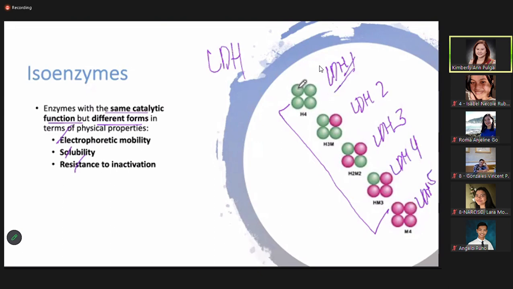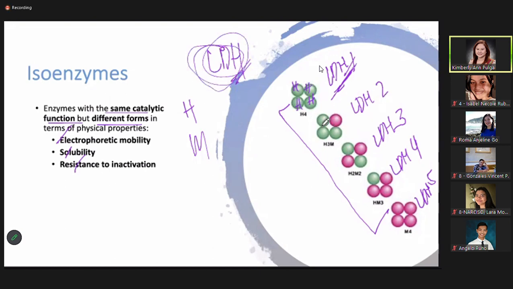So your LDH1 is a combination, it is made up of 4 H subunits because your LDH here is made up of 2 subunits, your H subunits and your M subunits. And your LDH1 here is made up of 4 H subunits. H, H, H, H. Tetrameric molecule kasi ang LDH natin. Okay? Tetrameric molecule. So, 4.